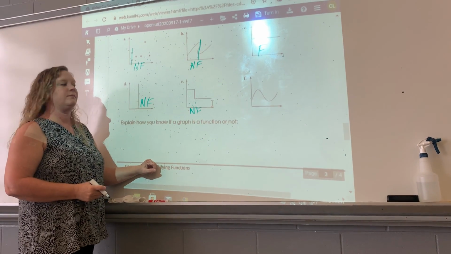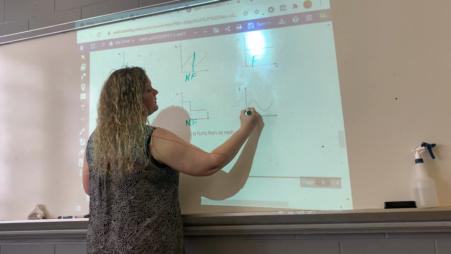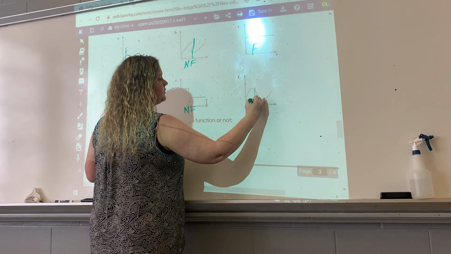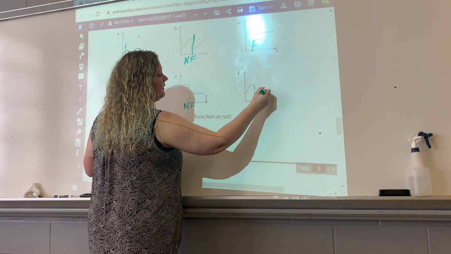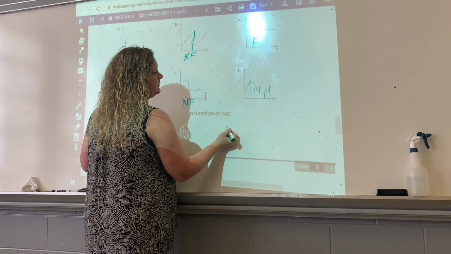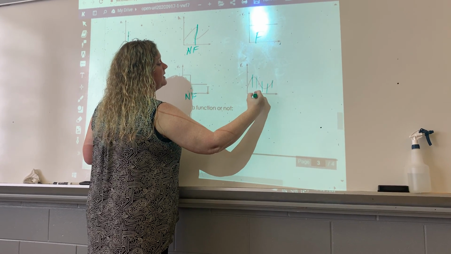You see that? Yes. Alright, this one right here, this one curves, but it never curves back under itself, does it? So if I draw a line, every line I draw only crosses it in one place. So this one is a function.